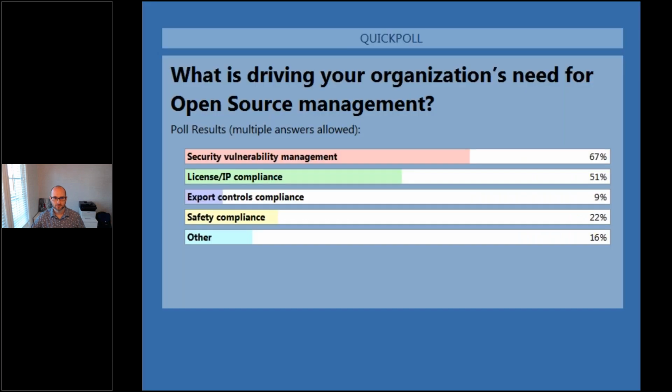Oh, wow, it looks like almost overwhelmingly security vulnerability management is driving organizations' need for open source management, followed closely somewhat by license and IP compliance. Alex, again, jiving with what you're hearing? Jiving with what we're hearing, definitely. Also good to see that safety's in there. So that's definitely one of the industries where risk tolerance is extremely low. So that's another big driver here.